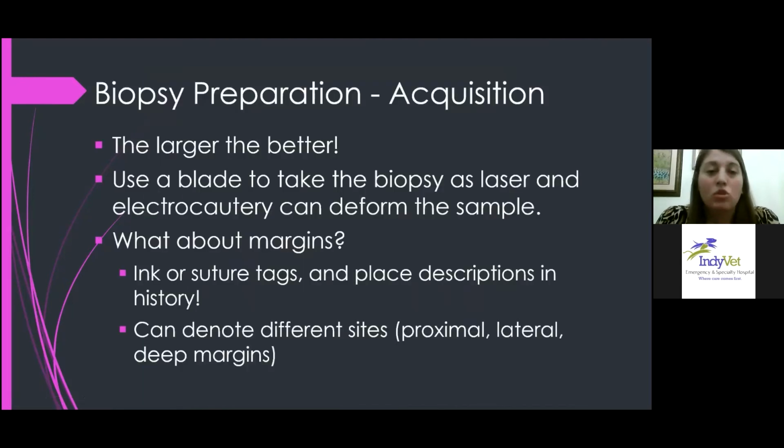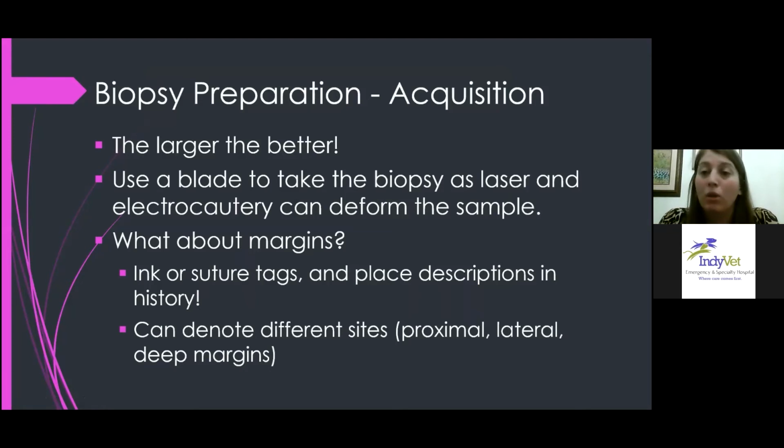What other tips and tricks can we do? The larger the biopsy, the better. The more slides the pathologist is able to make, and the better diagnosis you can potentially get. Use a blade to take the biopsy, as laser and electrocautery can deform the cells of the sample and potentially make it undiagnostic.